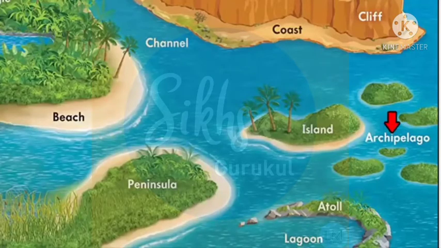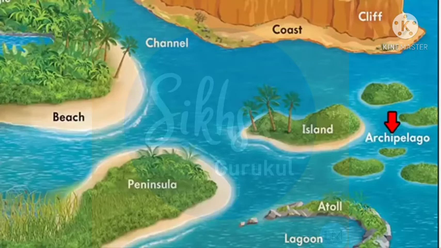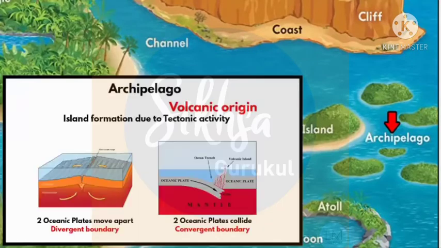The next one is archipelago. They are also islands. But the only difference between an island and an archipelago is that archipelago is the plural form of an island. In other words, archipelago is the name given to a group of islands. So an island is singular, whereas archipelago is plural, which means group of islands. Most archipelagos are of volcanic origin.